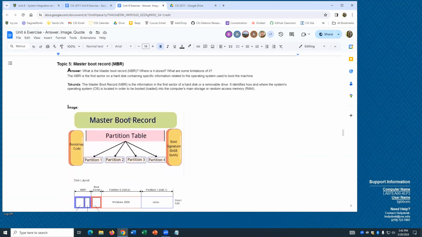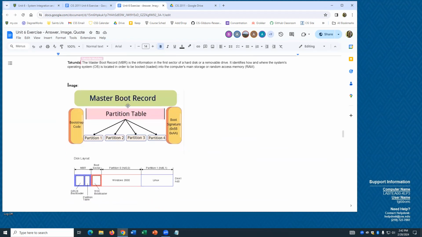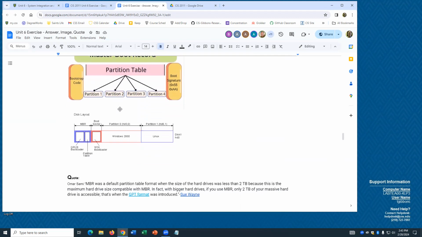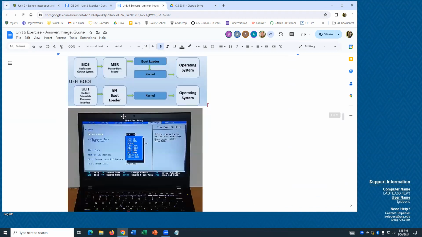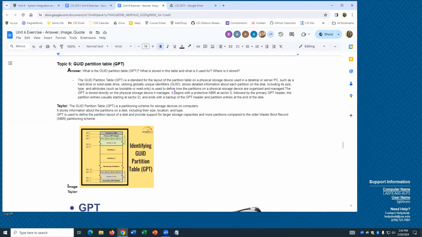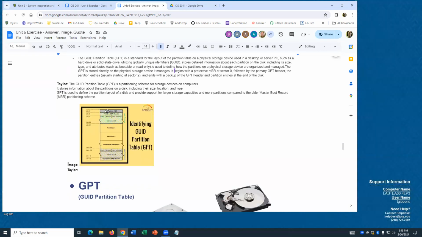Master boot record. I'm not going to go too much into this. This was really common on hard drives to store where your operating system was booting from, but we largely replaced it when we moved away from BIOS into this new one. You might still have old computers using it, but not that many. So let's talk about this partition table here and what that is.